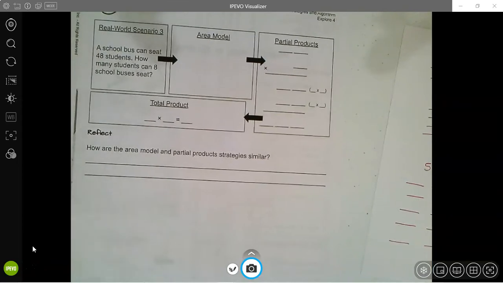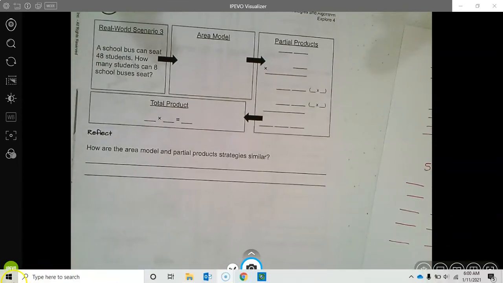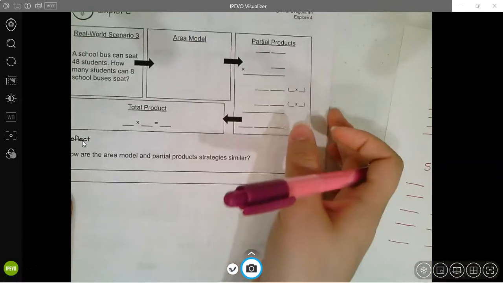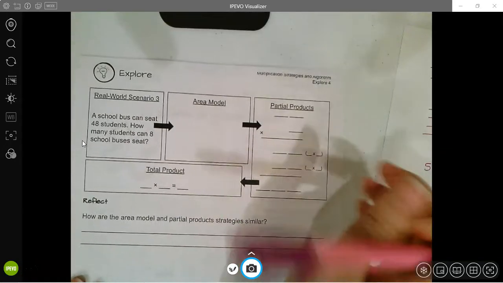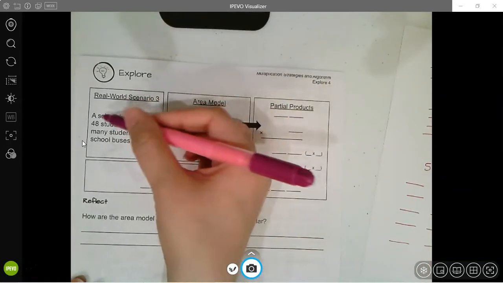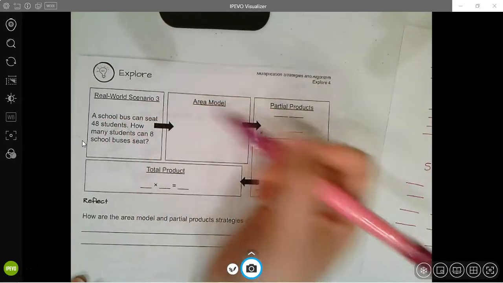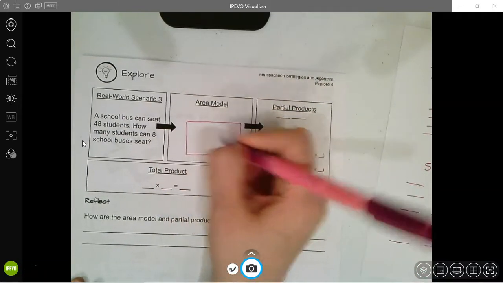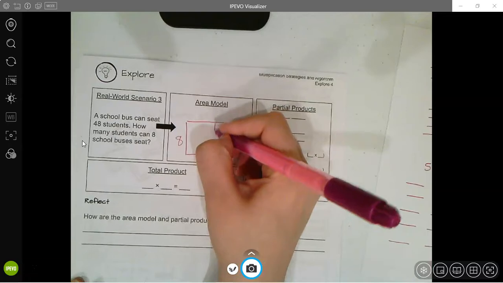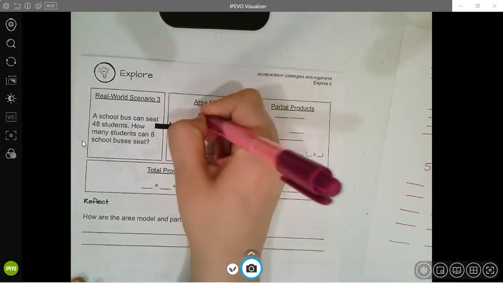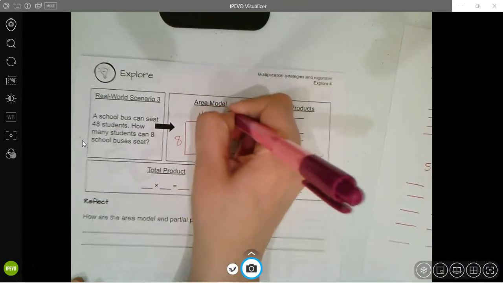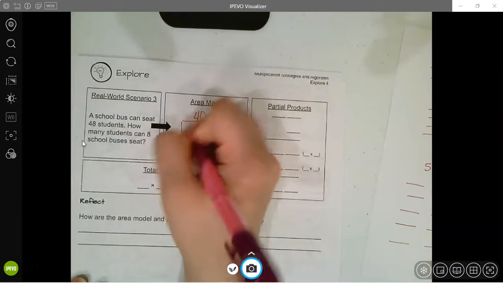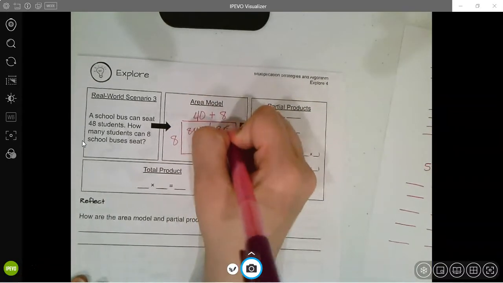Okay, so let's do one. We're going to do the one on the back together, and then we'll be done. Okay, so a school bus can seat 48 students. How many students can 8 school buses hold? Okay, so let's do my area model. So I have 8 buses. I have 48 students, which means I have 4 tens and 8 ones. So I'm going to do 8 times 40 and 8 times 8.